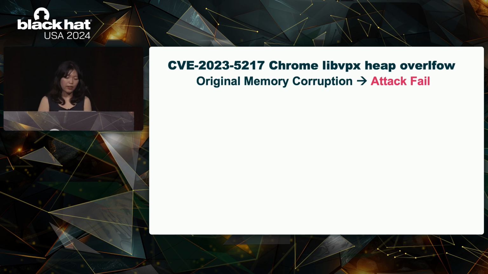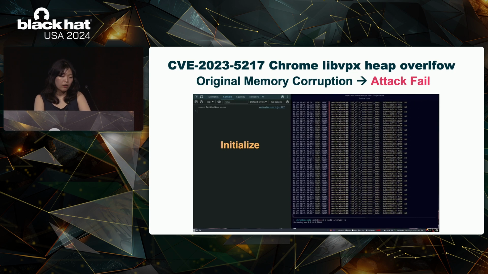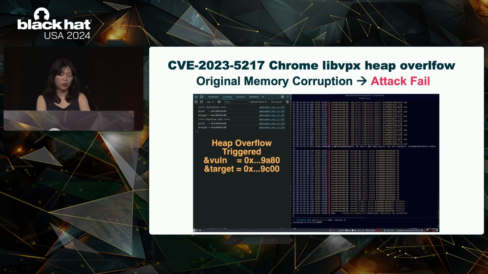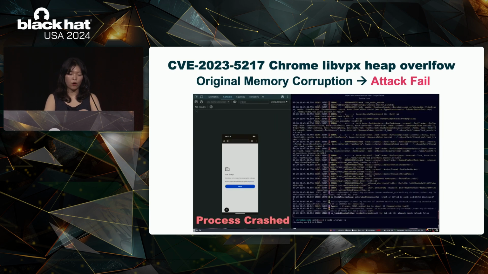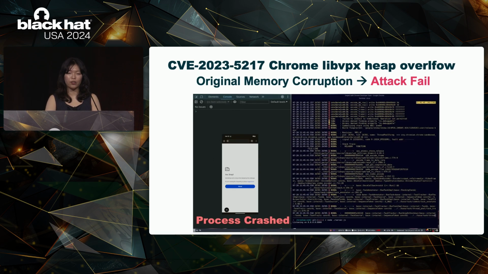So we've created a demo. In this demo, I used a real-world vulnerability in Google Chrome, a heap overflow in the libvpx library. First, I'll show the original memory corruption vulnerability. It allocates the target object right after the vulnerable one, and triggers the heap overflow, and the process immediately crashes due to the tag check fault.